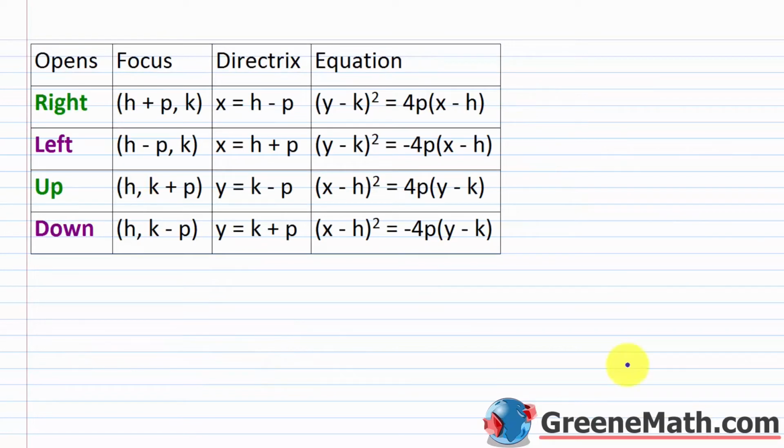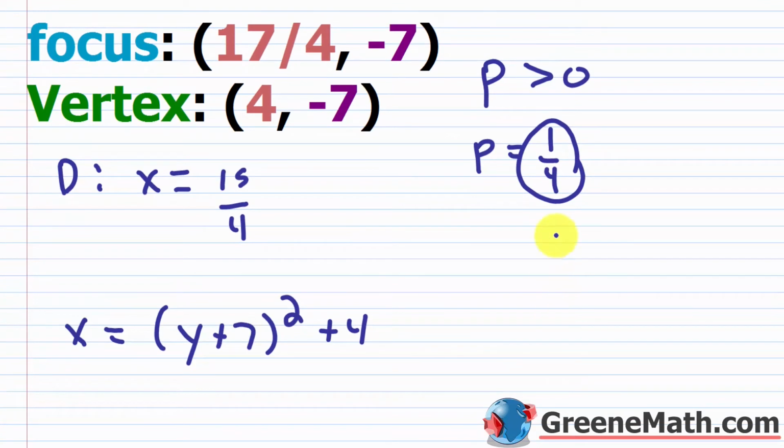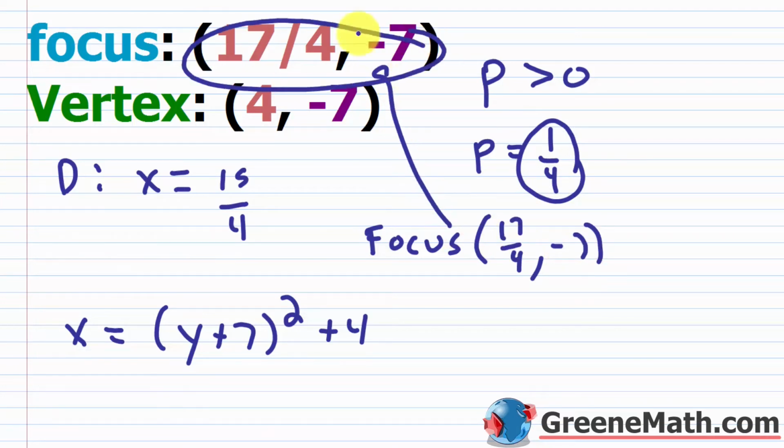Now, I want to leave you with this. This is something that might be in your textbook. It might not be in your textbook. I find it super helpful when I'm working these problems just as a reference. So if you open to the right, your focus is h plus p, comma k. And we can go back up. We know p is a fourth, so the focus is what? It's h, which is 4, plus 1/4, which is 17/4, comma k, which is negative 7. Does that match that? Yes, it does. Okay, and I probably should have used a highlighter there because I kind of covered it up.